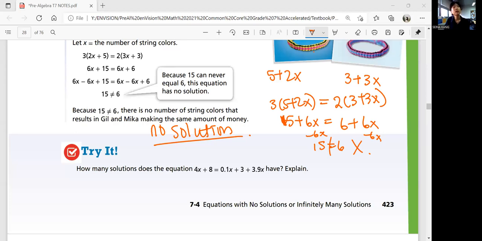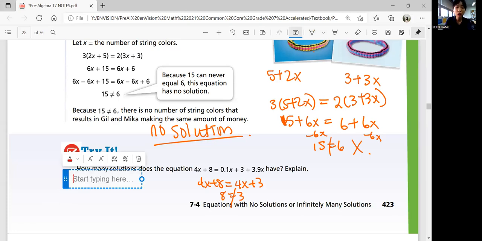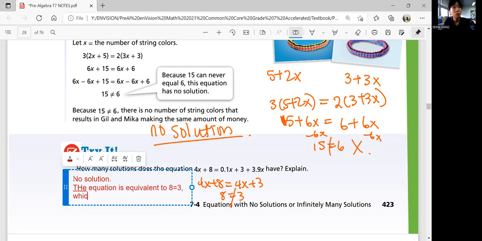All right, so let's solve for it. Simplify the expression on the right. 3.9 plus 0.1 is equal to 4x. So if you subtract 4x on both sides, you get 8 is equal to 3. Is that true? No, it is not true. So how many solutions does this equation have? None, no solution. The equation is equivalent to 8 equals 3, which is not a true statement.